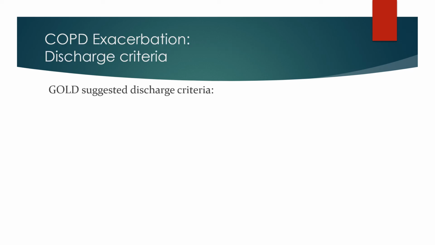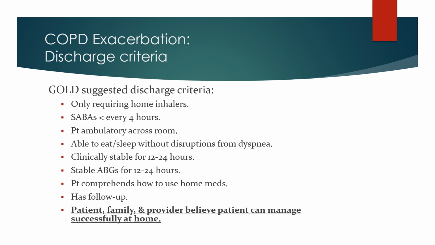Now, it's important to understand that there is no discharge criteria that's actually set up for COPD exacerbation. However, the Global Initiative for COPD, or GOLD criteria, has suggested these discharge criteria. You can kind of read through these, but really the most important one is the very bottom one. Patient, family, and provider believe the patient can manage successfully at home. If the patient doesn't feel like they're ready to go home, it's better to just keep them in the hospital and keep treating them, as their chance of success is going to be so much lower if you send them home before they're ready.